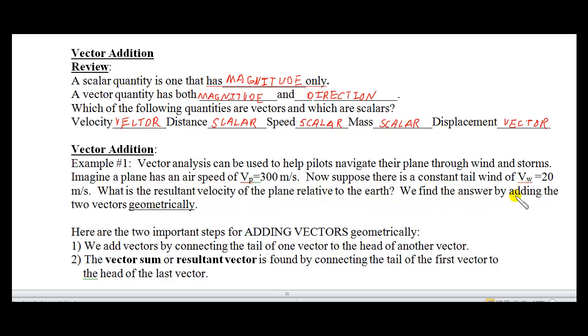But we want to find the answer by adding two vectors geometrically and then finding the resultant. To do this, there are two very important steps for adding vectors geometrically. The first step is that we add vectors by connecting the tail of one vector to the head of another. The vector sum, or resultant, is found by connecting the tail of the first vector to the head of the last vector. And I'm going to use this example right here and show you what we mean by this process of adding vectors.